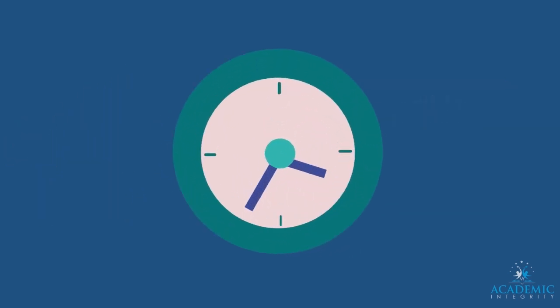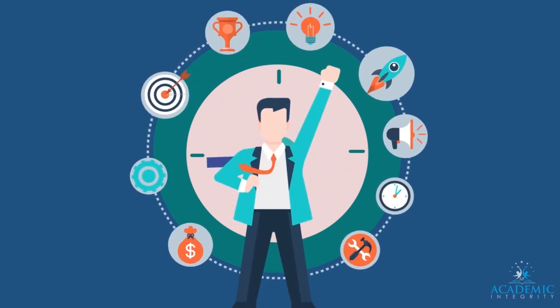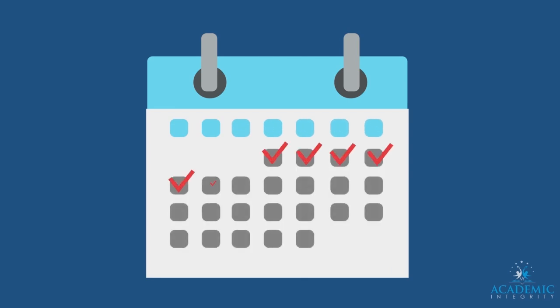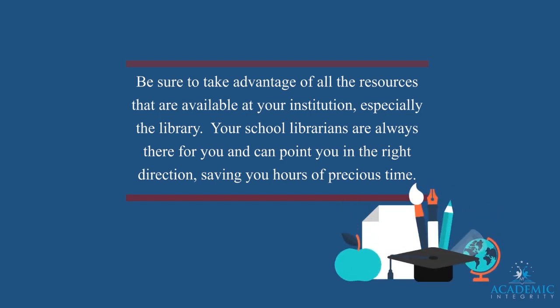Another key factor to effective time management is organization. Being organized helps you stay in control and reduces unnecessary stress and anxiety. Use your calendar to set up due dates and deadline reminders for all your assignments, and do so consistently. Maintain daily and weekly planners to stay focused and prepared for what academic life has in store for you. Lastly, be sure to take advantage of all the resources that are available at your institution, especially the library. Your school librarians are always there for you and can point you in the right direction, saving you hours of precious time.